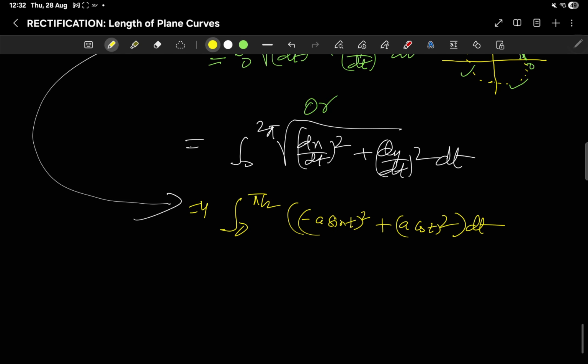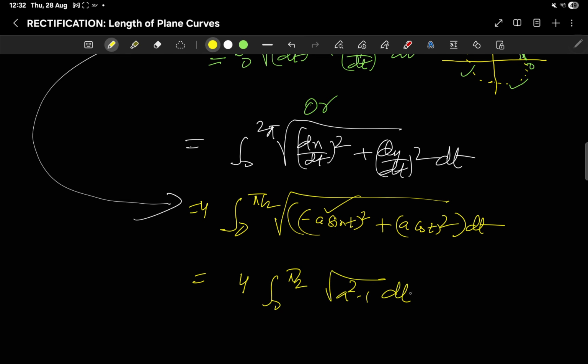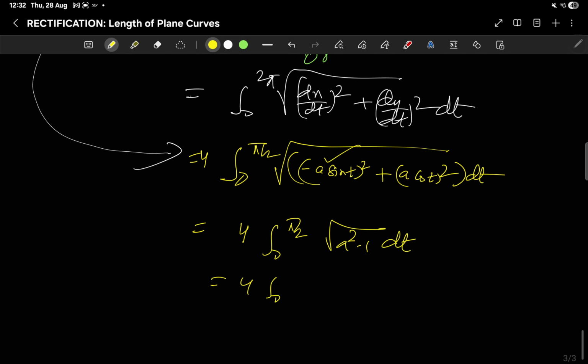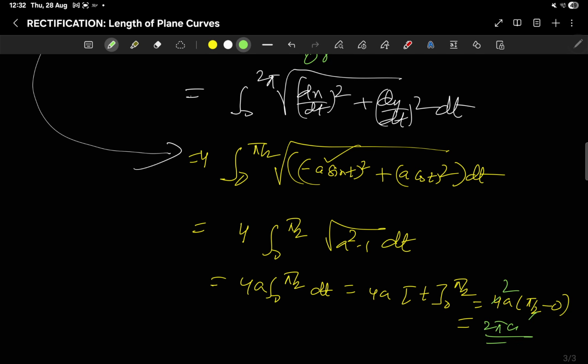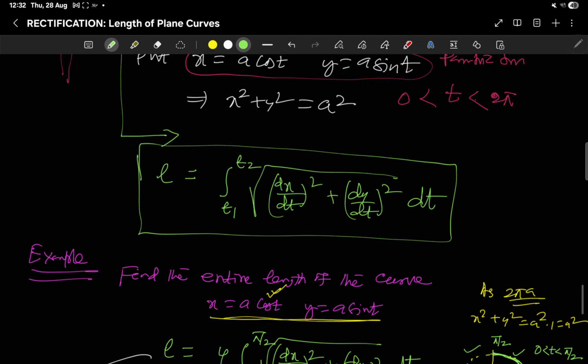So this is a square sin square t plus cos square t, root over dt. So a square means, from 0 to pi by 2, simply a square into 1, root over dt. So this is equal to 4, from 0 to pi by 2, simply a taken out, it is dt. So this is 4a t from 0 to pi by 2. So this will be 4a into pi by 2 minus 0. So this will be 2 pi a, 2 cancelled, 2 pi a. So we are getting the same answer as in the previous case.